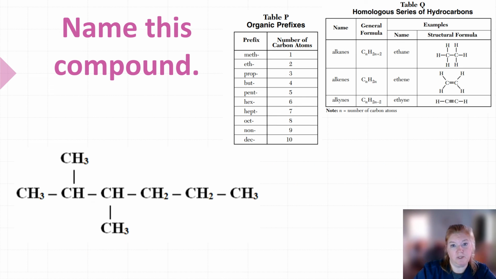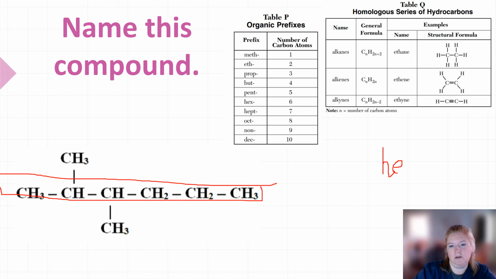All right, naming this one. So you find the longest chain, right? If I go straight across, I have 1, 2, 3, up to 6. Can I get a higher number any other way? Nope. So there's my chain. 6 is hex. Do I see any double or triple bonds? No, I don't. So what I have to check is make sure every carbon is full of hydrogens. I have CH3s at the ends. Those are good signs. I have CH2s in the middle. The only exception is right here, but that's because it had another carbon stuck on it. So this is all good. So this is hexane.